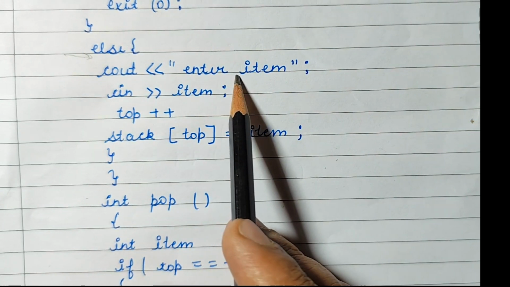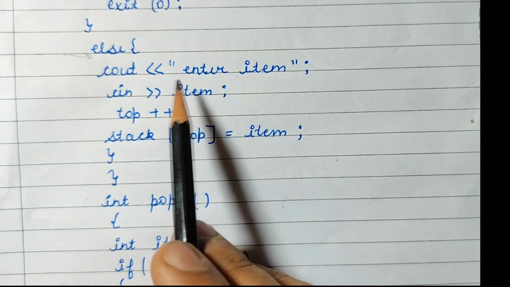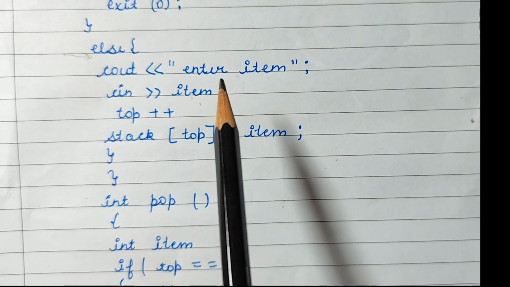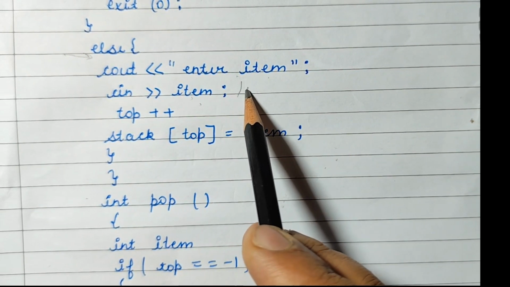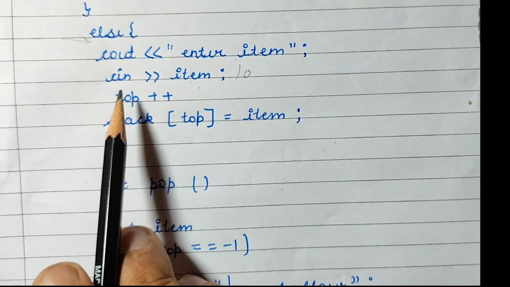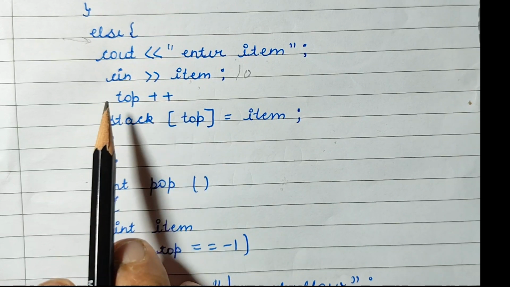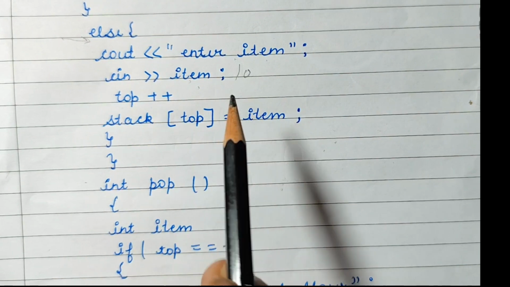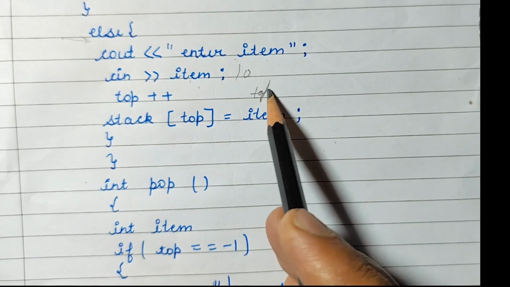In the else part, first I display the message enter the item, then we enter the item using the cin statement. Here the item variable gets the value 10. Now all of you know how to perform the push operation. For performing the push operation, first we increment the value of the top variable. First we write here top is equal to top plus 1.